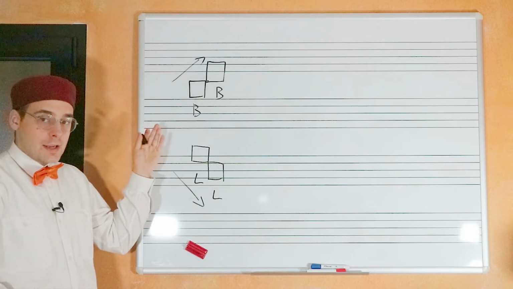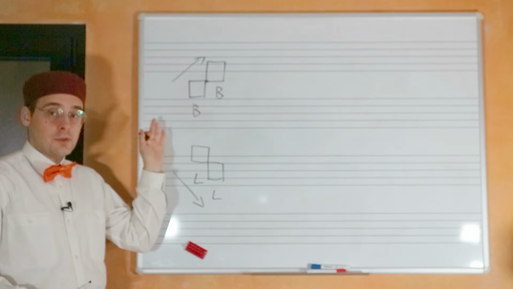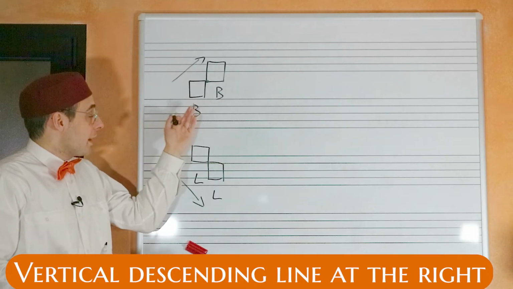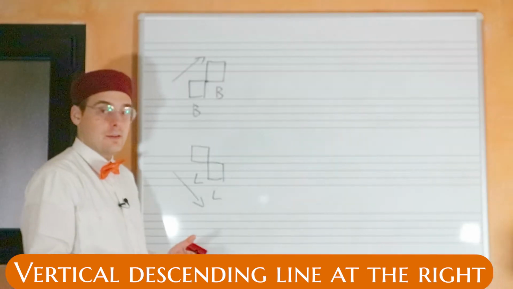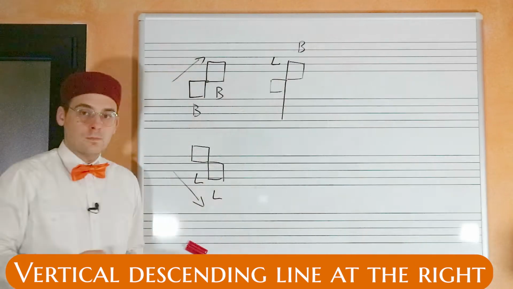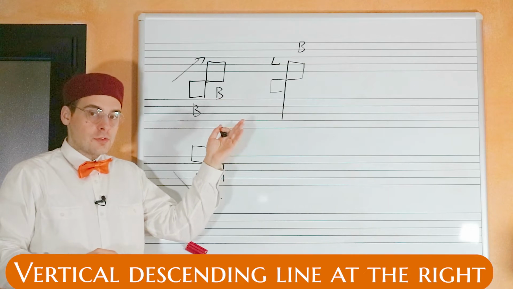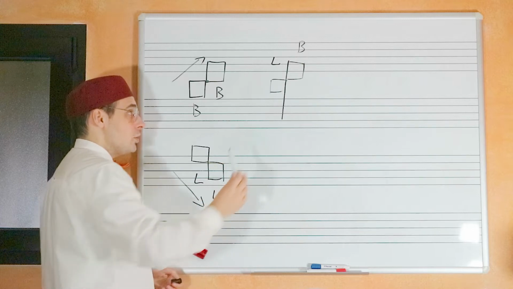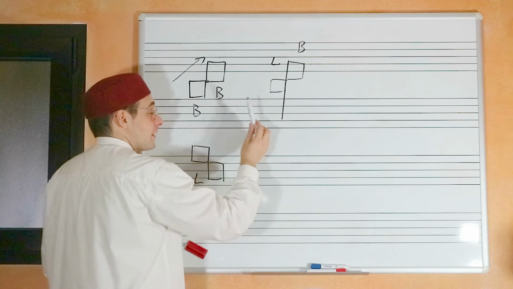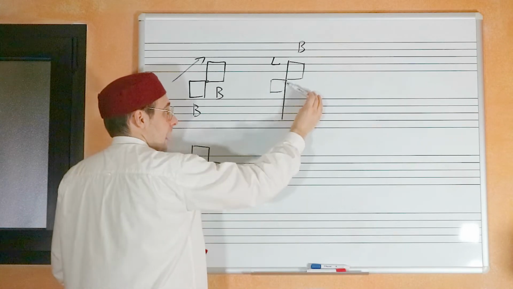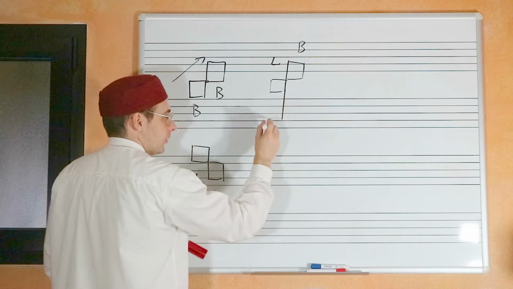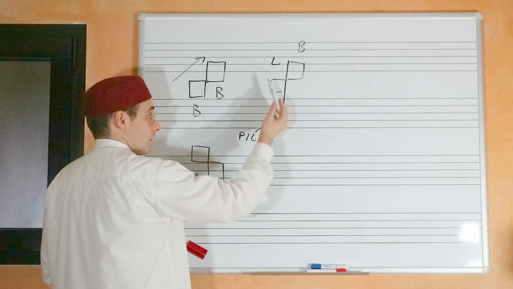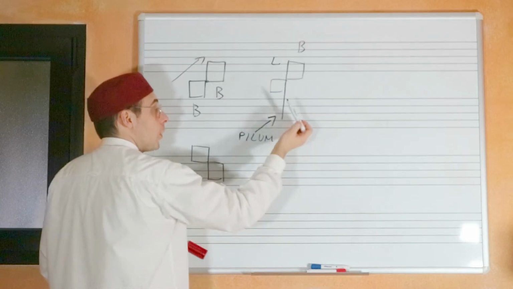If I want to write a longa in place of the first brevis, I have to add a vertical descending line at the right of the first note, in this way. This ligature is composed of a longa and a brevis. So I see two ascending notes, but at the right of the first note I see a vertical descending line that is called pilum. So the first note is not brevis but longa because of this pilum.